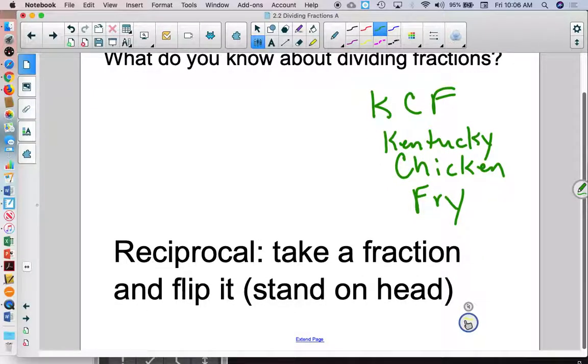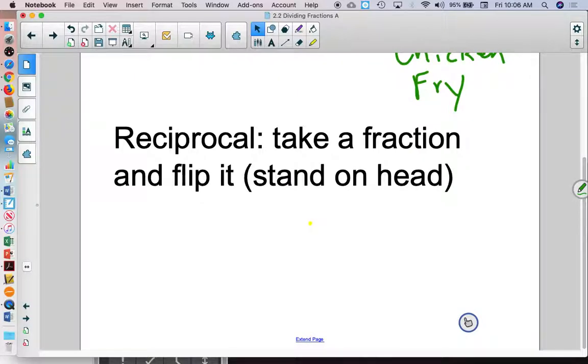Take a fraction and flip it on its head. That is the reciprocal. So if I have 2/3, what would the reciprocal of 2/3 be? Somebody raise their hand and tell me. The reciprocal of 2/3 is going to be what, David? 3 over 2. Good. The reciprocal of 2/3 is 3 over 2.